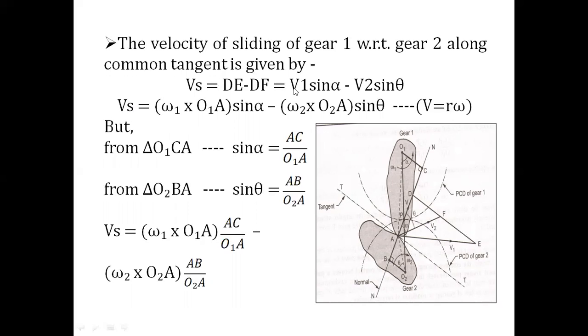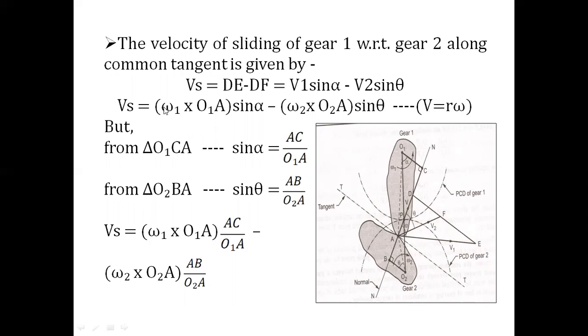What is linear velocity? In first year engineering mechanics, we have already studied that the linear velocity of a rotating point is equal to r into omega, where r is the radius of curvature and omega is the angular velocity. Now putting the value of v in terms of r into omega.